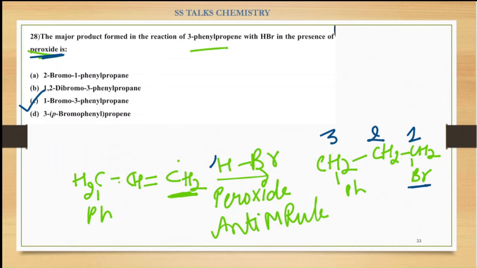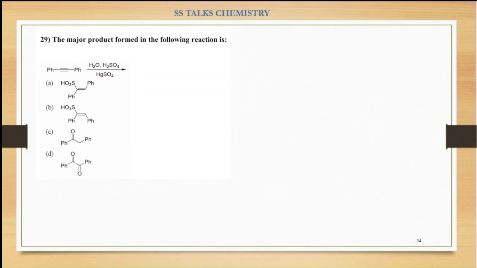If it had been only HBr, in that case A would have been our option. But since the peroxide was there, we have to observe the anti-Markovnikov rule in this case. So C is going to be the correct option. Now let us move on to the next question, which is this one.